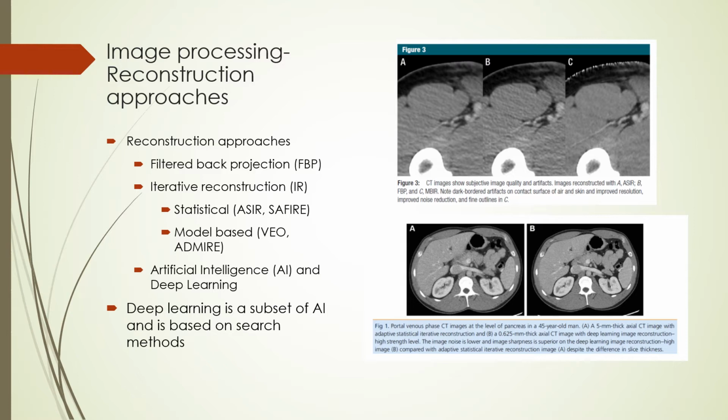Look at the lower figure. The images look almost identical, but if you notice, the left image is actually an iterative reconstructed image at 5 mm slice thickness. The right image is based on a deep learning algorithm of high strength level. This image is reconstructed at 0.625 mm slice thickness. If you were looking at images reconstructed at 5 mm and at 0.625 mm, the noise level will be 2.8 times more in the 0.625 slice thickness, so clearly the image based on deep learning is a better image.